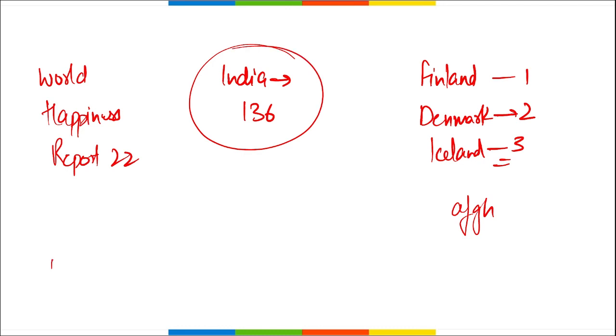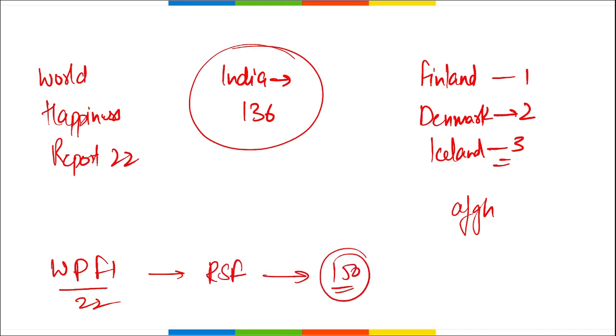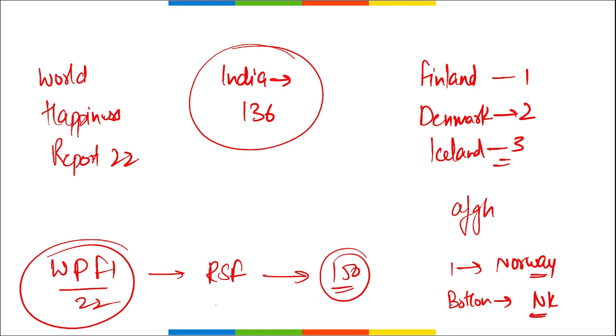Then if we are talking about the World Press Freedom Index for the year 2022, this was released by Reporters Without Borders, and here the rank of India was 150th. This was topped by Norway in first position, and the bottom was North Korea in the World Press Freedom Index. The rank of India was 150th.